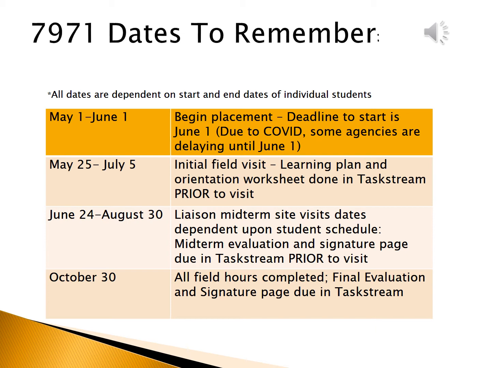Those evaluations at midterm and during that meeting need to be submitted in TaskStream prior to the faculty liaison completing a visit to the agency when they visit with the student and the field instructor, and if you have a task supervisor, the task supervisor as well. To begin the evaluation process, the student will complete a self-evaluation. Then the field instructor will complete an evaluation of the student's performance. And then the student will initiate a signature page as well. And that evaluation will be reviewed at that midterm site visit.